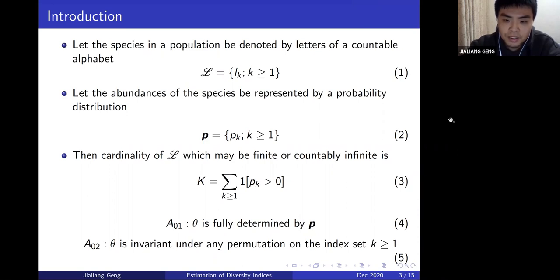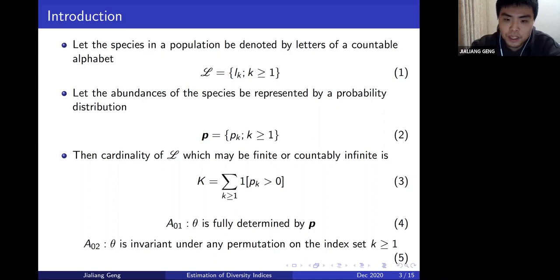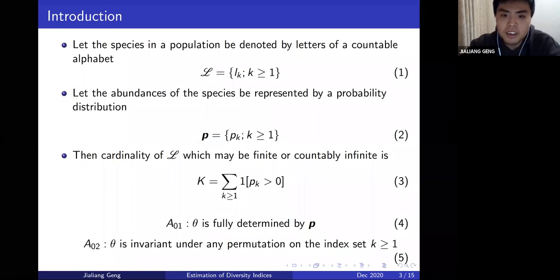And here we can get the diversity index, which is theta. Sorry, I don't show the detailed definition, but I will show some examples in the following slide. The theta is called the diversity index, and it has to satisfy the following two conditions. The first one is it is fully determined by P, which means it is determined only by the p_k. The second one is it is invariant under any permutation on the index set. So if we change k to be k minus 1 and k minus 1 to be k, the theta function will still be the same. Next slide, please.